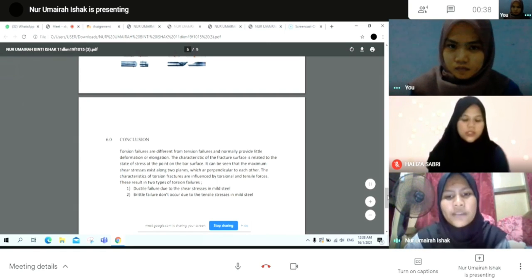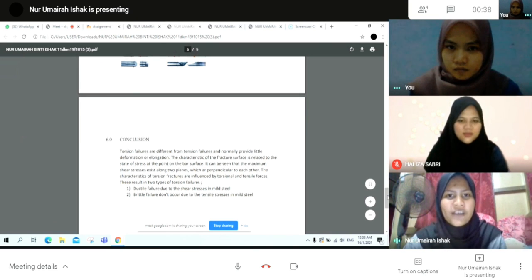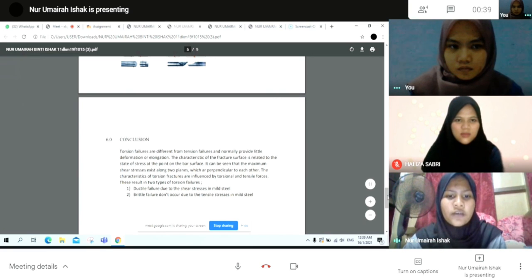It can be seen that the maximum shear stresses exist along two planes which are perpendicular to each other. The characteristics of torsion fractures are influenced by torsional and tensile processes. They result in two types of torsion failures. First, the ductile failure due to the shear stresses in the material. Second, brittle failure occurs due to the tensile stresses in the material.